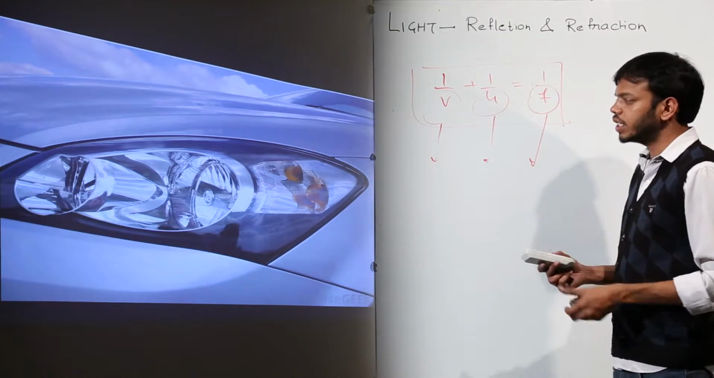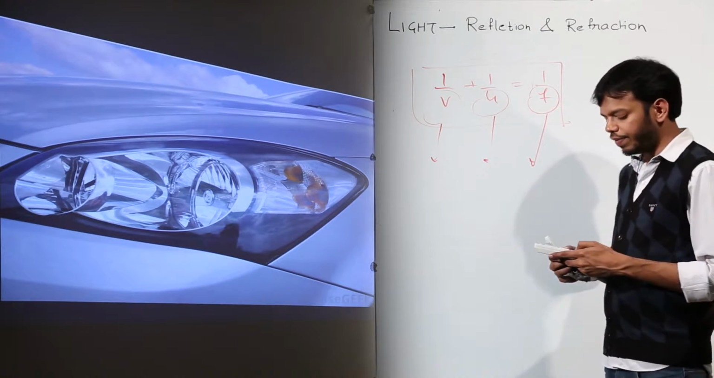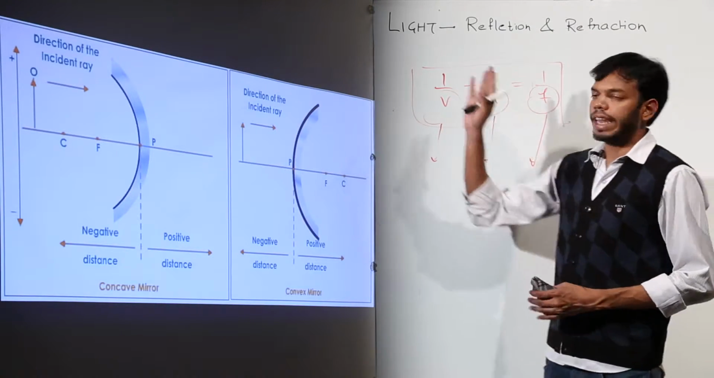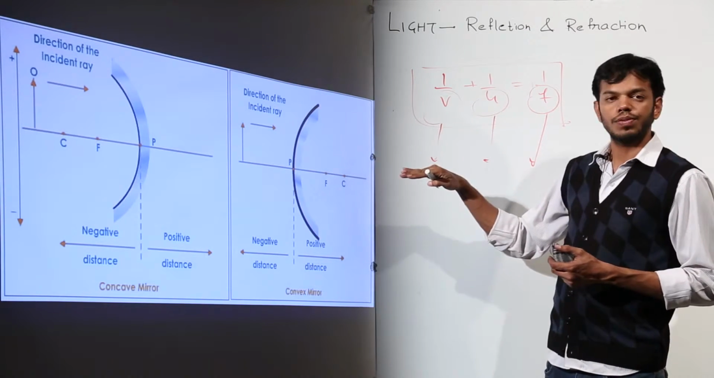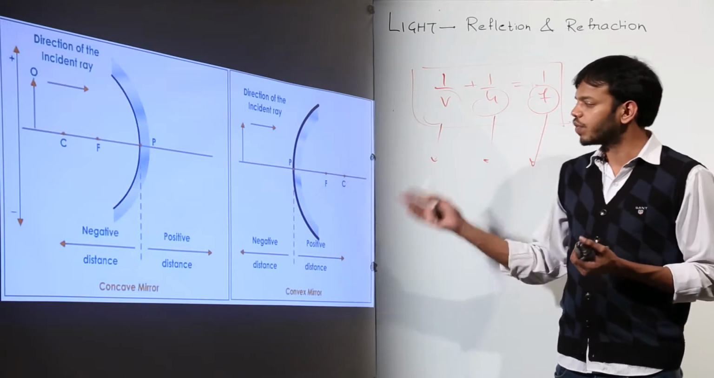And what are sign conventions? How distances are taken positive and negative. See this diagram. All distances on the left side are negative, and those on the right side are positive. The distances on the upward side towards the +y axis are positive, and towards the -y axis are negative.